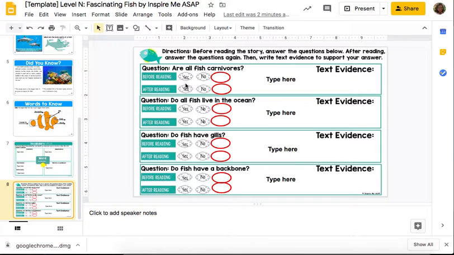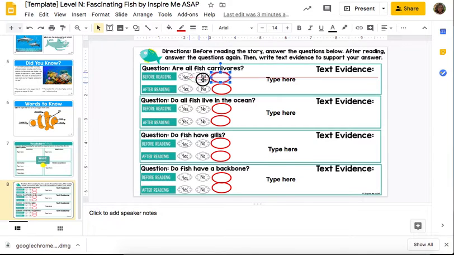So you have 4 questions and you're going to just think about your answer. You don't need to have any text evidence here. So before reading the story, answer the questions below. Are all fish carnivores? A carnivore is an animal that eats meat. So are all fish carnivores? What do you think? Yes or no? Slide the red circle over yes or no.